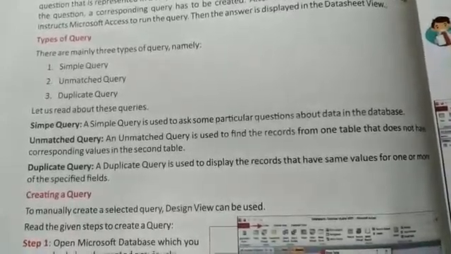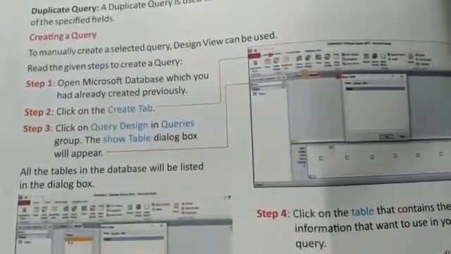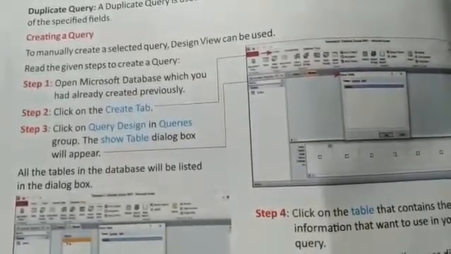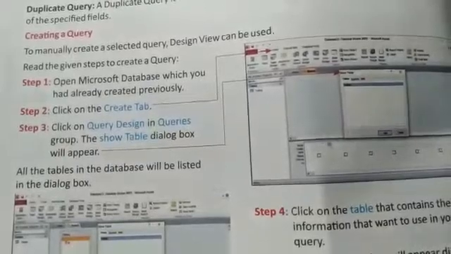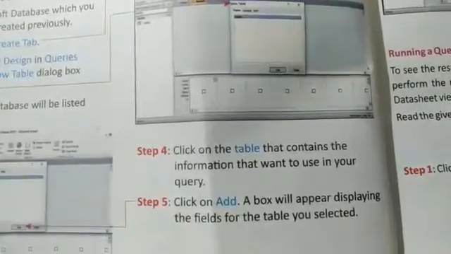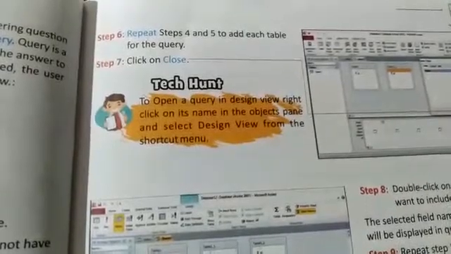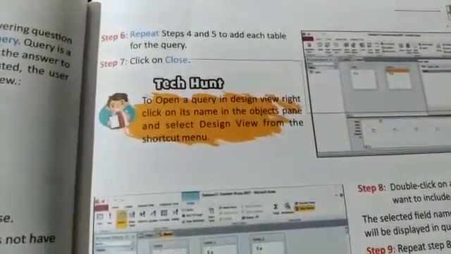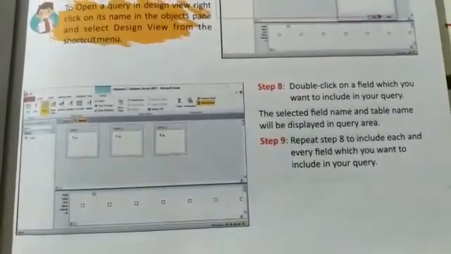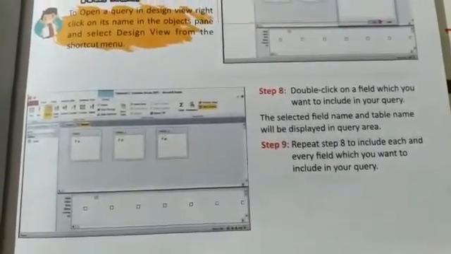To create a query in MS Access, you have to follow some steps. First, open the Microsoft database which you had already created previously. Then click on the create tab. Then click on query design in the queries group. Then the show table dialog box will appear. Then click on table. Then click on add. Then repeat those steps to add each table for the query. Then click on close. Then double click on a field which you want to include in your query. Then repeat to include each and every field which you want to include in your query.